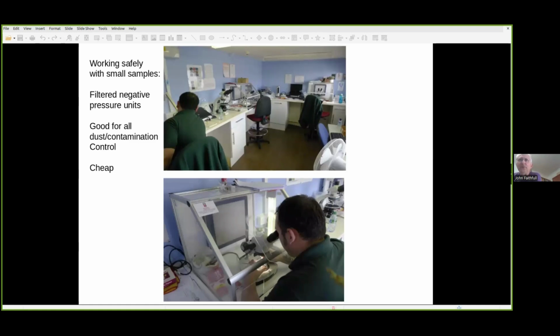This is a picture I've shown before, obviously, but I think this shows that working safely with small samples is actually not particularly onerous. By using negative pressure vessels and a clean lab approach, you can manage all forms of dust contamination. You can work with microscopes and other small scale equipment inside units like this. And so potentially quite a lot of work with prepared samples and sections and taking aliquots of samples for analytical work can be done in filtered negative pressure or fume cupboards or other kinds of containment.